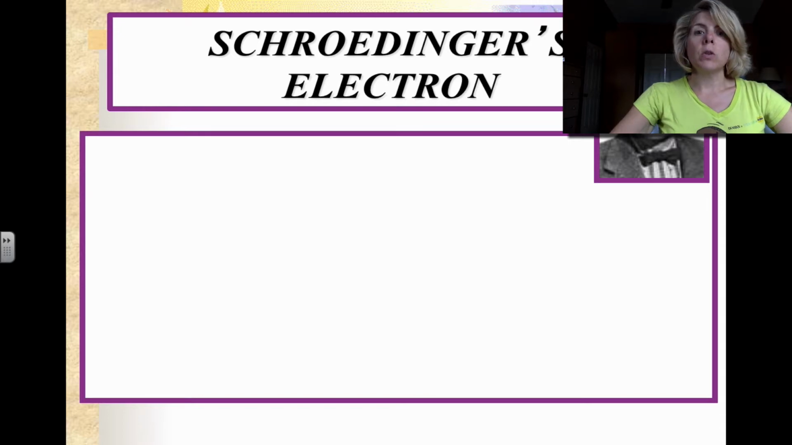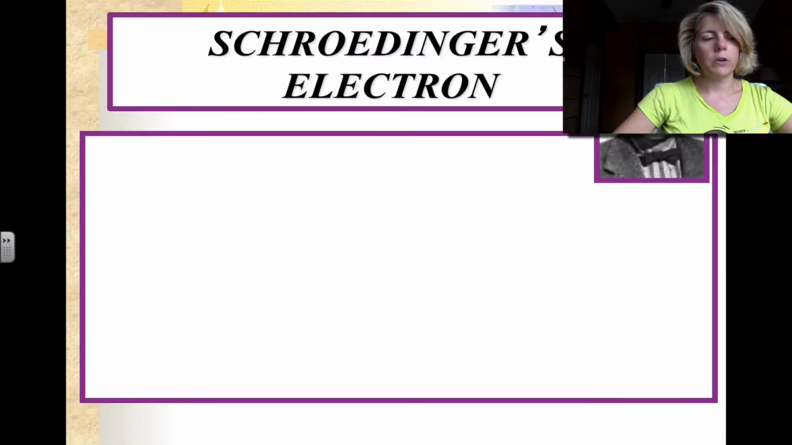Now we're going to look at the electron. How does the modern atomic theory treat it? We're sort of looking for the address or the location of the electron because that's going to be important for us when we look at things like chemical bonding.